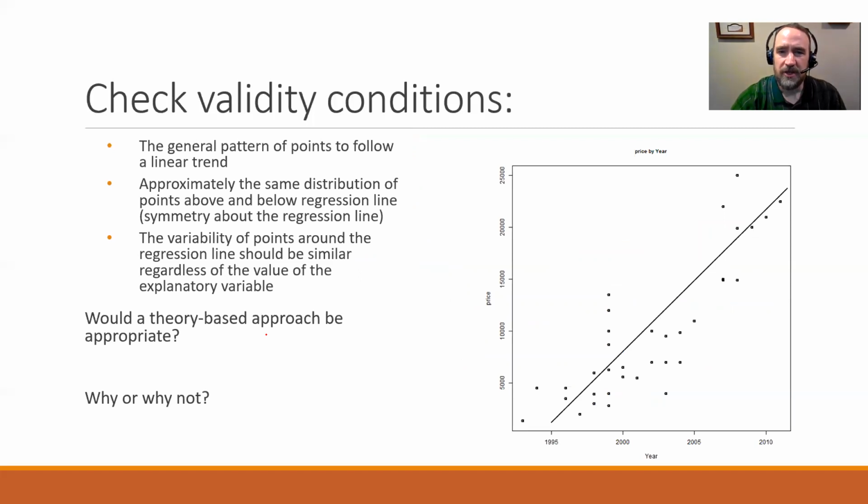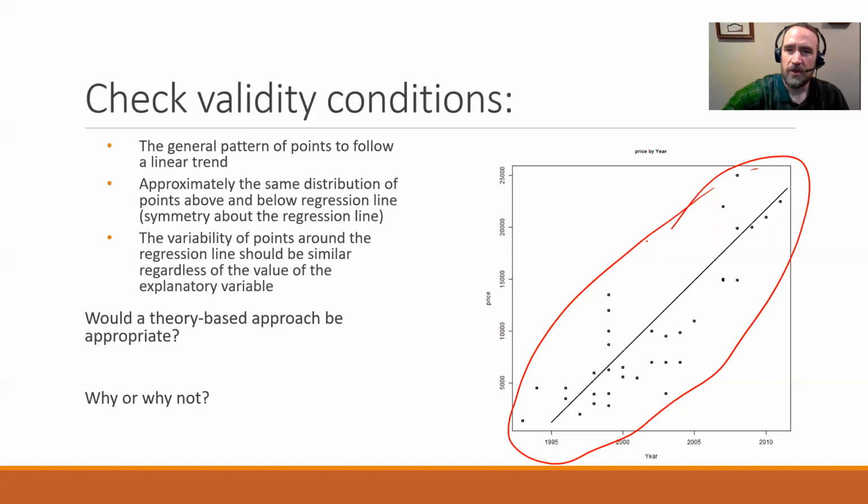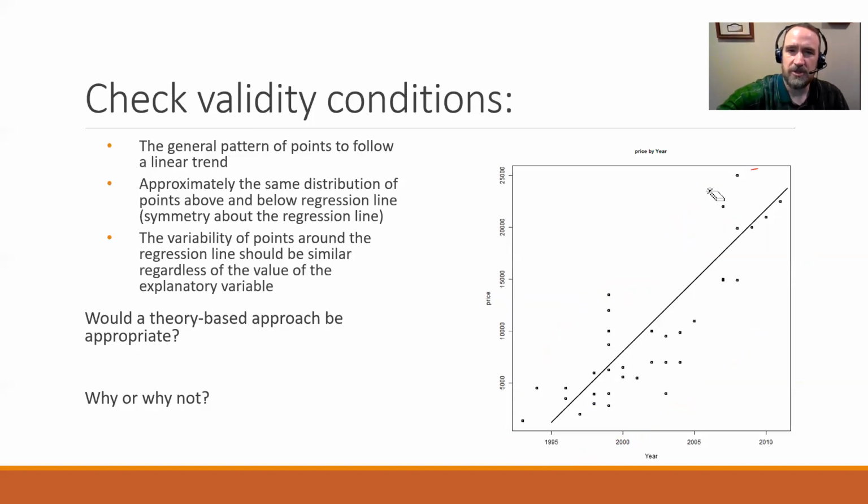I encourage you to pause the video and think this one through. So here, general pattern of points, do they follow a linear trend? Yeah, that seems pretty good. Do we have approximately the same distribution above and below the line? Well, you know, it's not the greatest, right? We got kind of a clump here that maybe is not quite mirrored by this here. We got just a few here and a few here.